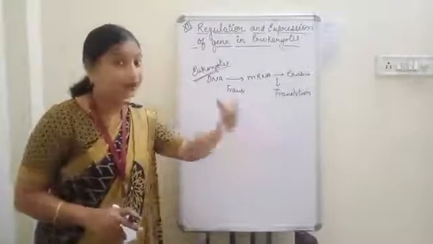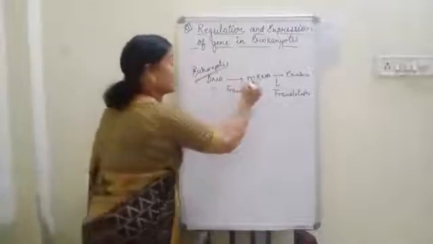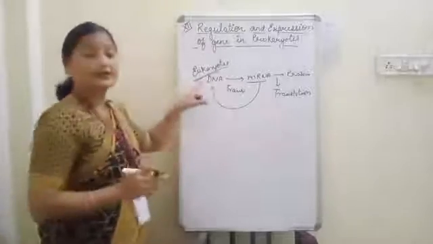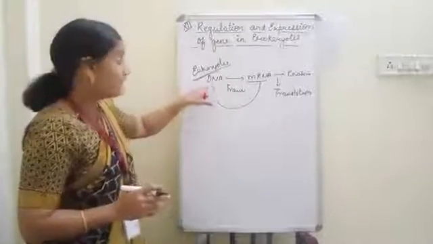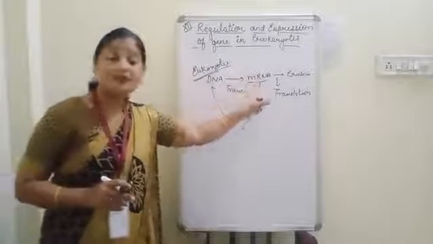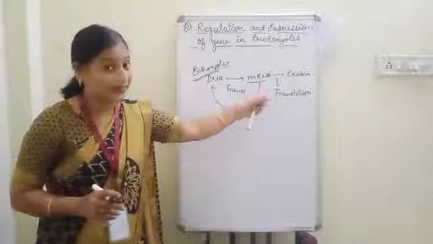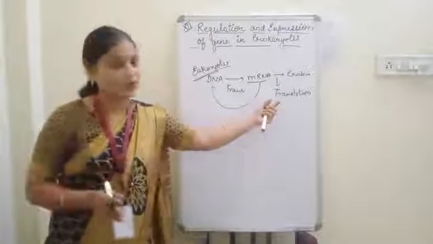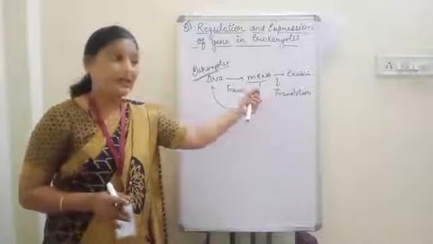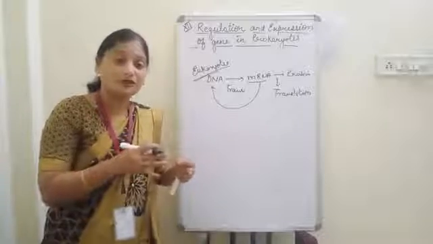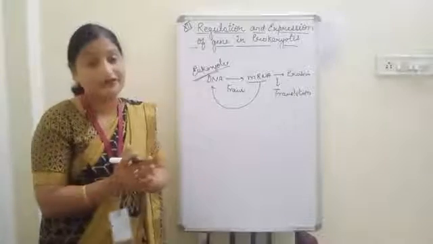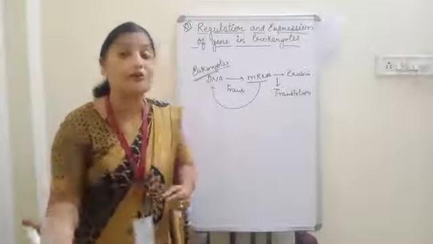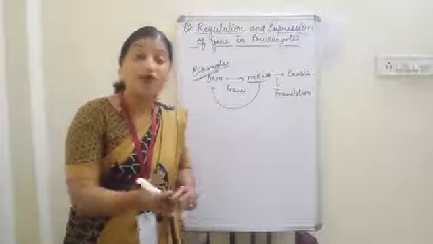For example, when the mRNA is being prepared or formed by the DNA, that is, when the DNA helps in the formation of mRNA, at that time the genes can be regulated and expressed easily. Clear? So the meaning of regulation and expression is that the gene has to check everything, whatever process is going on, whether it is proceeding in the proper way or not. This is the job of the gene.